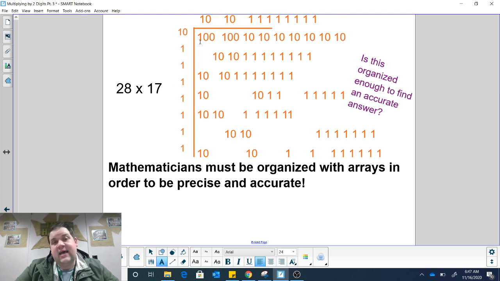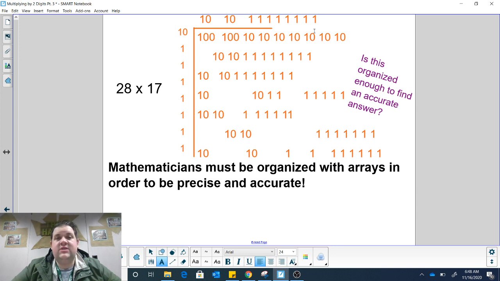So my array is set up the correct way, but this mathematician, I don't know, I'll let you decide. Do you think they're organized or not? Go ahead and enter your thinking into PlayPosit. Do you think they're organized or not organized? I'm thinking you probably wrote that they were really disorganized.